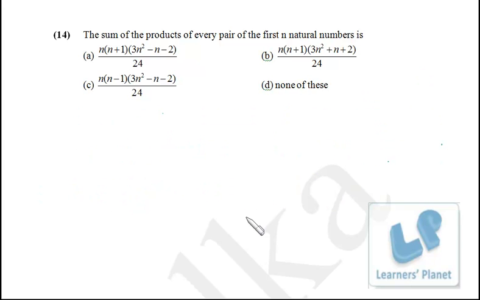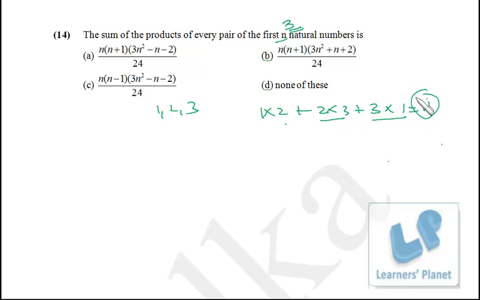So what you can do is assume n is equal to 3. That means the sum of products of pairs of the first 3 natural numbers, that is 1, 2, 3. All the possible combinations are 1 into 2, 2 into 3, and 3 into 1. So we have to find their sum. 2 plus 6 plus 3 is 11. That means when n is equal to 3, the sum of every pair of natural numbers is 11. That means if I put n equal to 3 in option A, B, or C, wherever I get 11, that will be the correct choice.